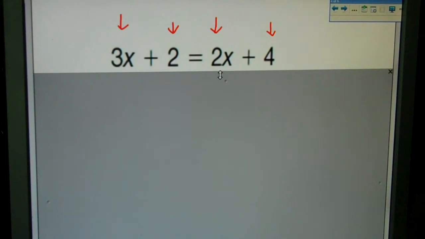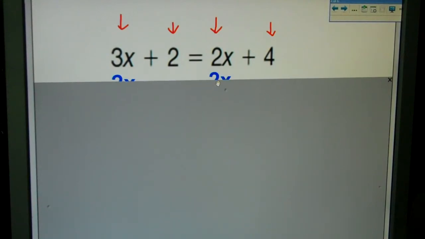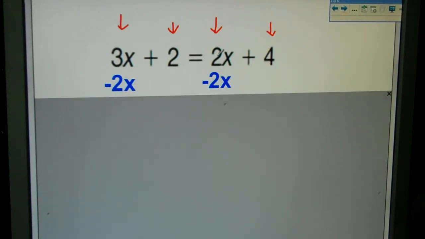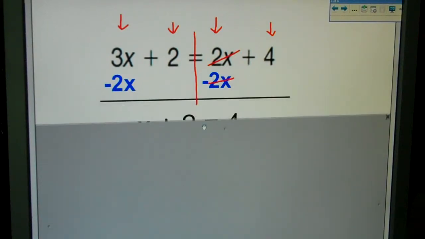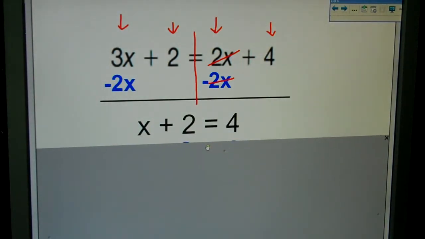Okay? So where you start could be a couple different places. I kind of like to do the variables first. Okay? So here again, I want to keep my variable positive, and in order to do that, I'm going to do minus 2x and minus 2x. Here's my imaginary sides that I'm talking about. What happens with these two? They cancel. Okay. Then I'm left with this.